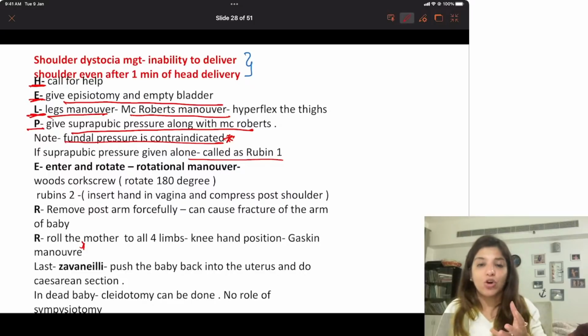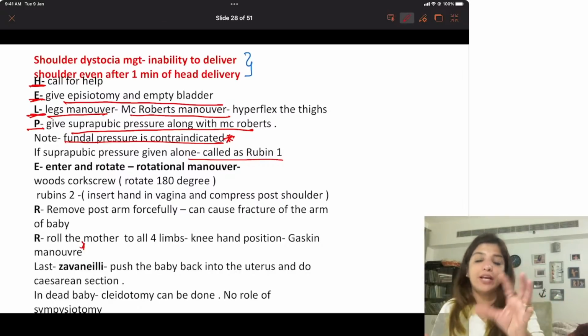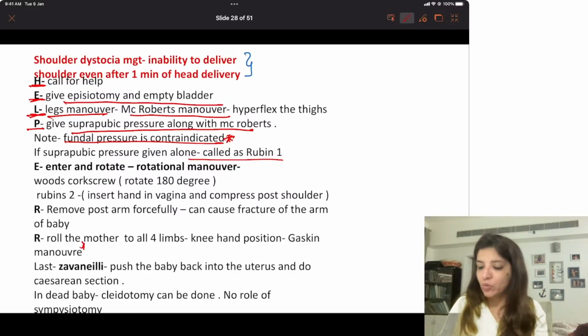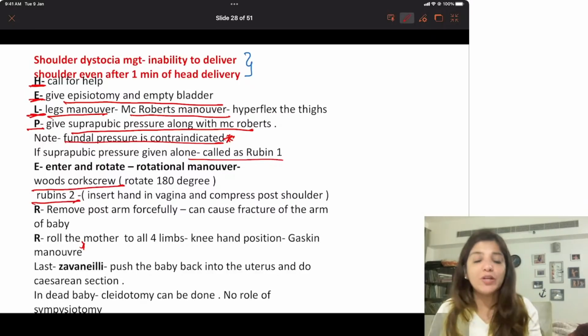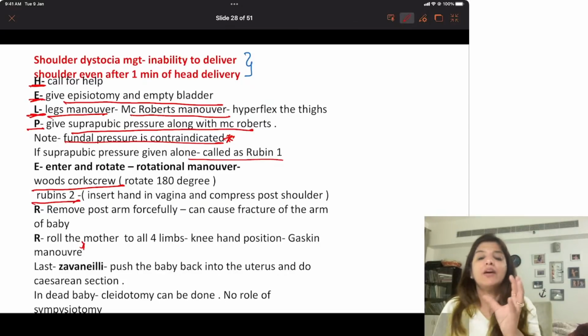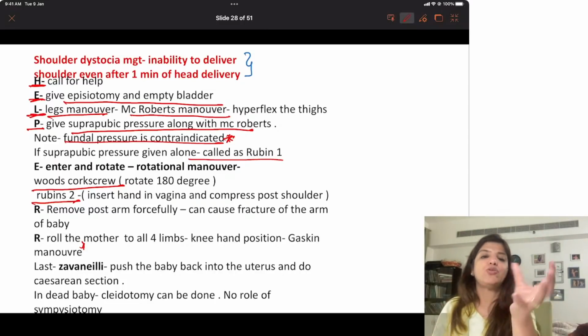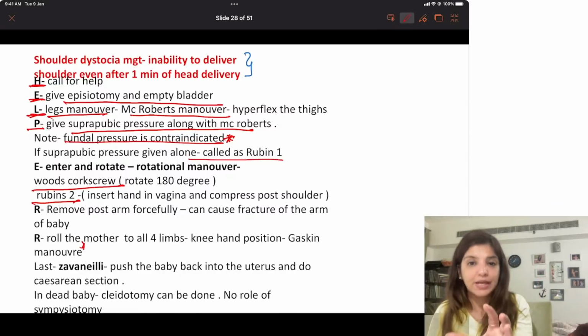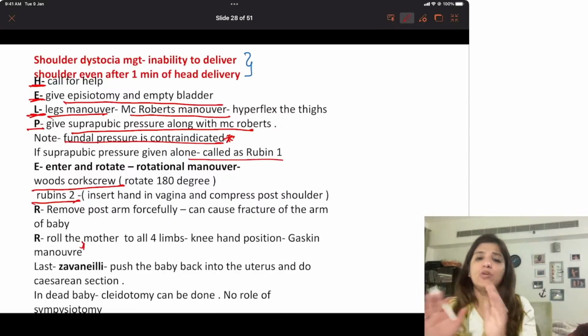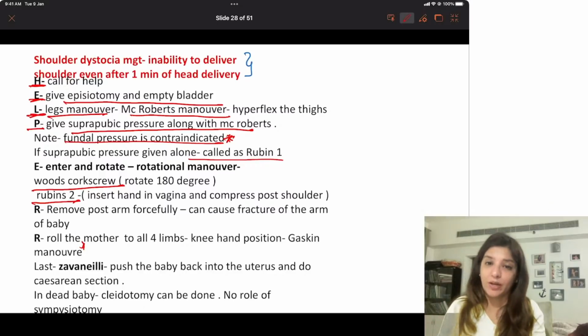Now you are going to take your hand inside, which are the rotational maneuvers. So you are going to take your hand inside and try to rotate the shoulders. One of these maneuvers is Wood's corkscrew maneuver and Rubin 2 maneuver. So in Rubin 2 or Wood's corkscrew maneuvers, you are trying to rotate the shoulders, right? So take your hand inside and rotate the shoulders. So E stands for enter and rotate the shoulders, right? Wood's corkscrew, no details needed. Wood's corkscrew maneuvers and Rubin 2 maneuvers.